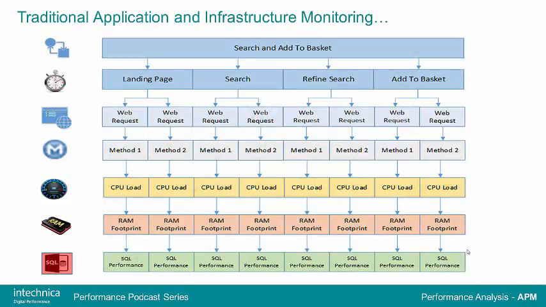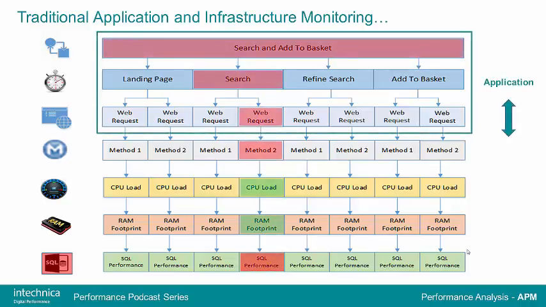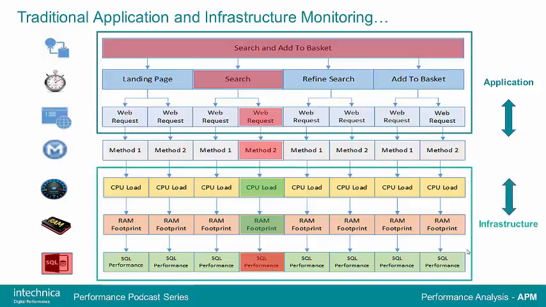Because if you look at a traditional application and infrastructure monitoring approach, it's generally two areas. We have the application, so the business transaction, the functionality, and the web request. And typically that's as low as we go with our performance test tooling in terms of information available to us when we're running a test. And we combine this with information from the infrastructure. So CPU loading, RAM footprint or available memory, and probably database performance as well.